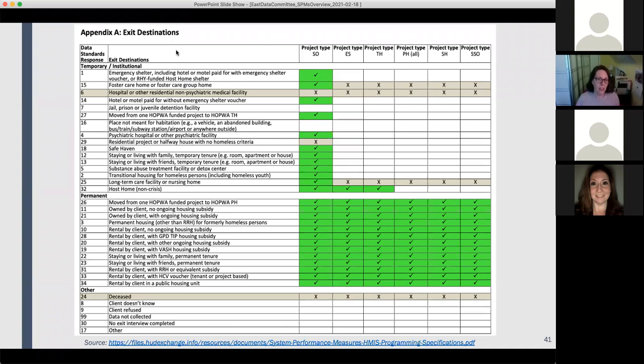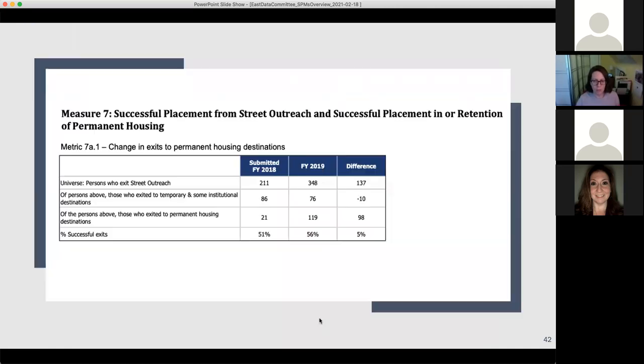And then this is our list of exit destinations that are considered successful by project type. So you can see for SO, almost everything is considered a successful exit. But for ES, TH, PH, SH, and then they say SSO, the list is much more restricted to the list that shows up in your APRs, right, as your permanent destinations. And then there are some exclusions.